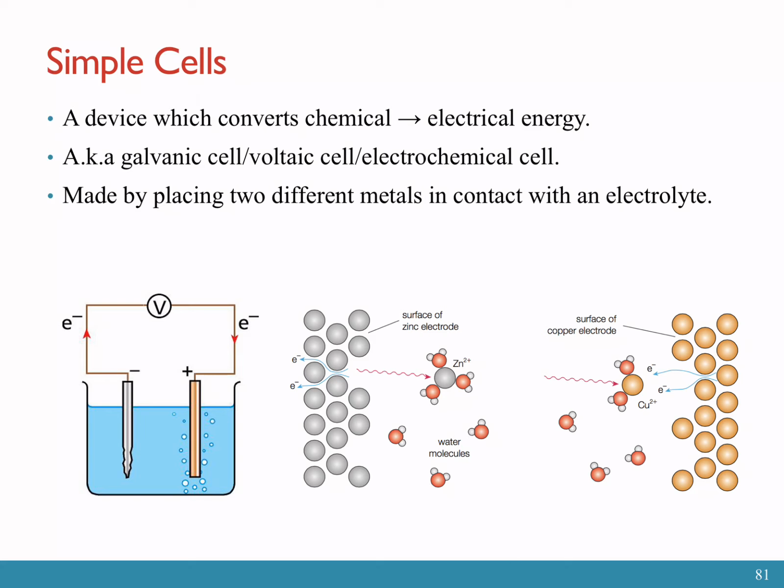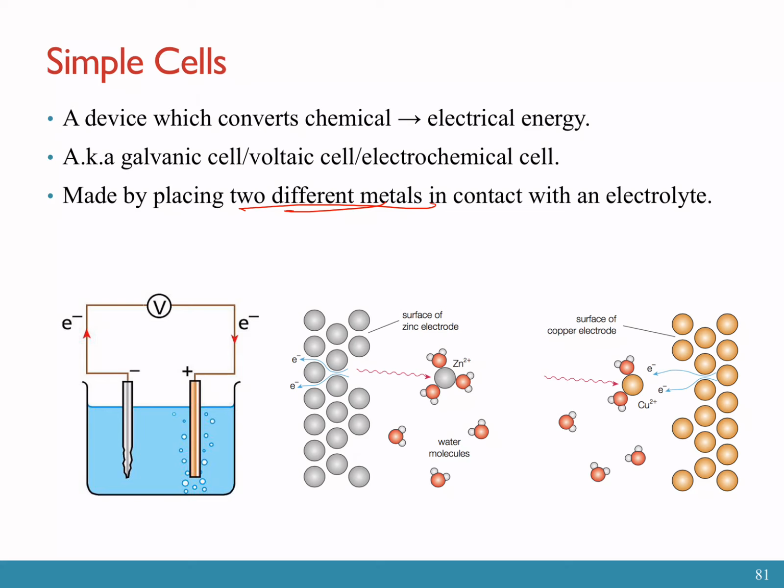Okay, so simple cell. It is a device that can convert chemical to electrical energy. It is also known as a galvanic cell, a voltaic cell, or electrochemical cell. Okay, there are a lot of names to simple cell. Not so simple after all. Can you take down all the names? It's made by placing two different metals in contact with an electrolyte.